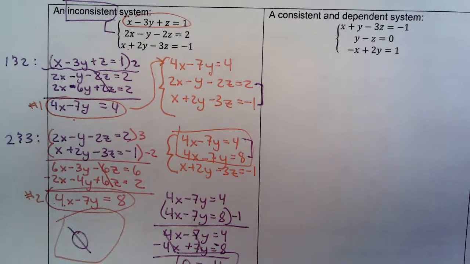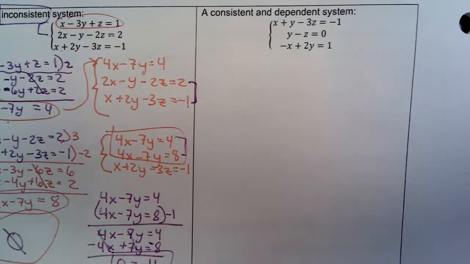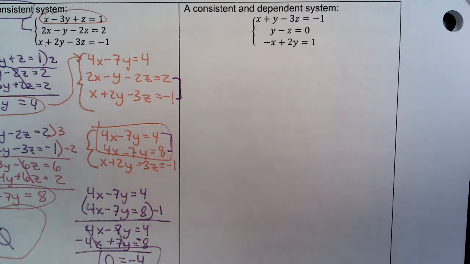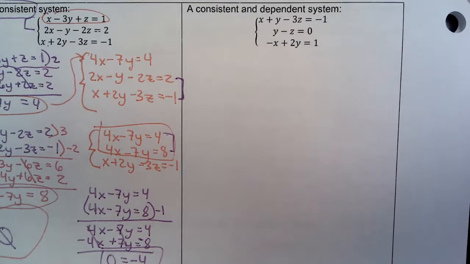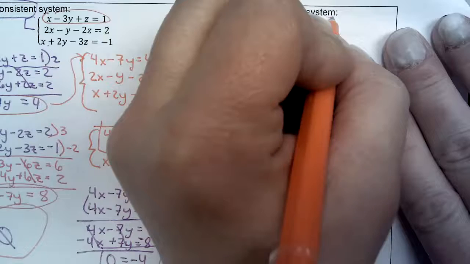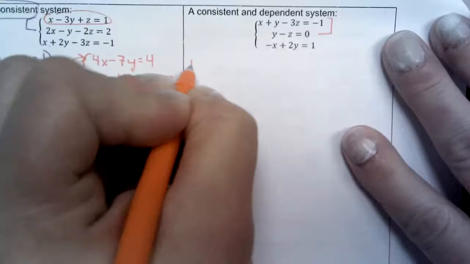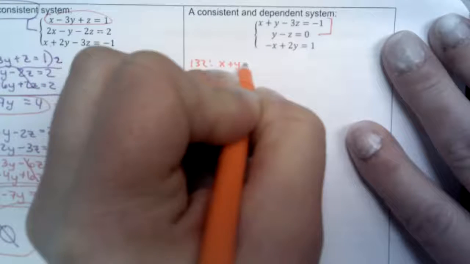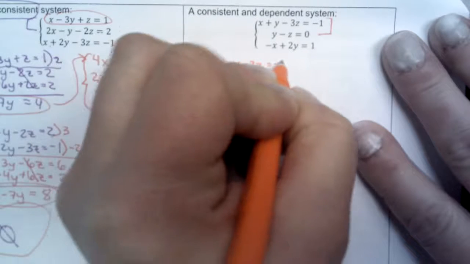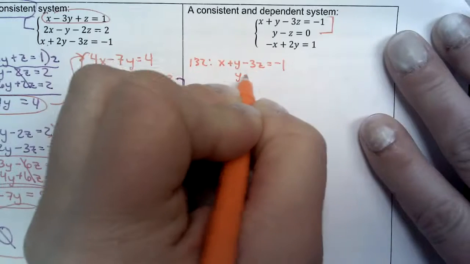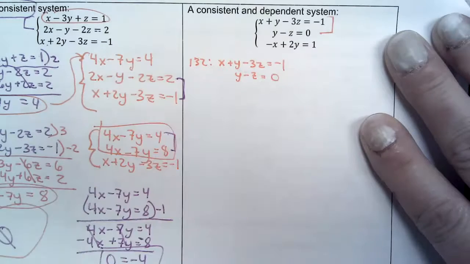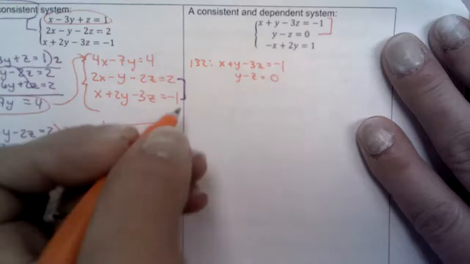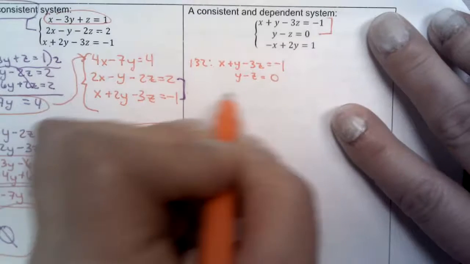That's our answer. All right, so now we're going to take a look at a consistent and dependent system. We're going to start exactly the same way. The first thing I always do is combine numbers 1 and 2. So x plus y minus 3z equals negative 1, and I get y minus z equals 0. I'm going to go on ahead and combine those.